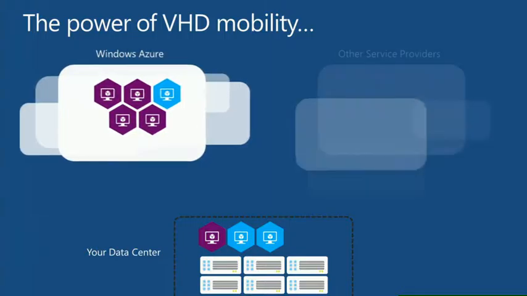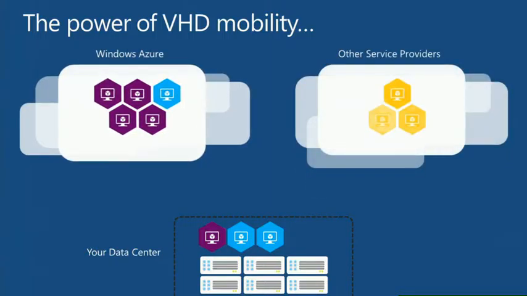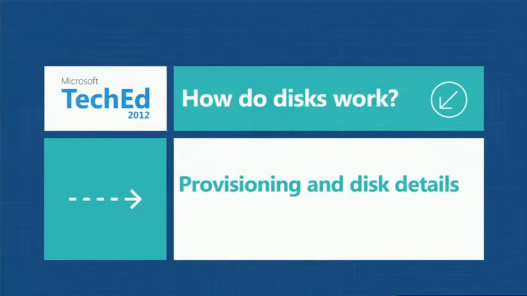Similarly, going from Windows Azure to another service provider is also very easy. The goal was to create a service that allows you to deploy your application, which means it may be better at some times to be in a different location, whether on-premise or in another service provider. As long as you're able to move between them, we want that to be very, very easy and possible. That's why we chose this approach. Again, you can move these VHDs between Windows Azure and other service providers as well.